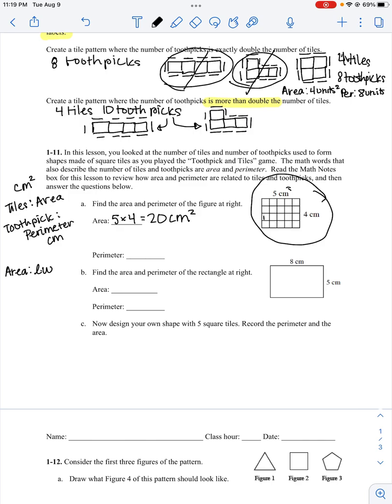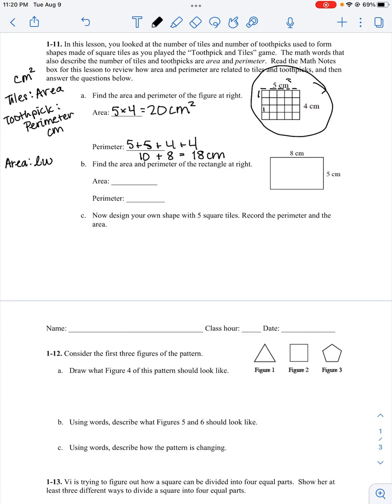Now for perimeter, I could draw the tiles, 1, 2, 3, 4, 5, 6. However, I know that there's 5 here and 4 here. So I could say it's 5 plus 5 plus 4 plus 4. 5 plus 5 is 10. 4 plus 4 is 8. 10 plus 8 is 18. And I can't forget to label my unit of measurement.